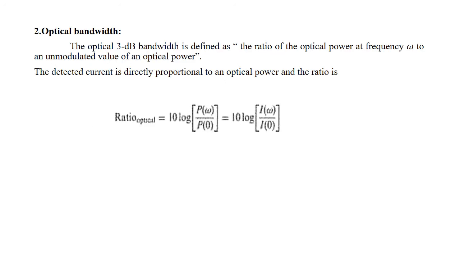The next one is optical bandwidth. The optical 3 decibel bandwidth is defined as the ratio of the optical power at frequency omega to the unmodulated value of optical power. So the ratio in optical terms is equal to 10 log of P of omega by P of 0, that is equal to 10 log of I of omega by I of 0.